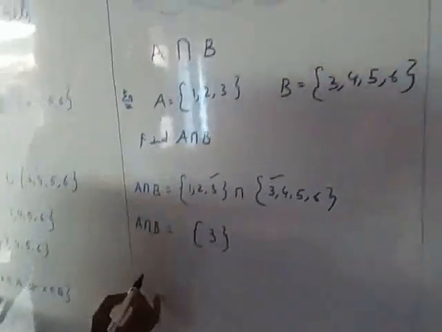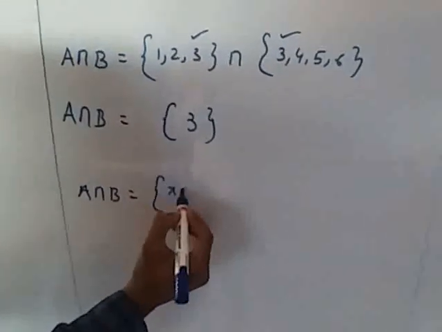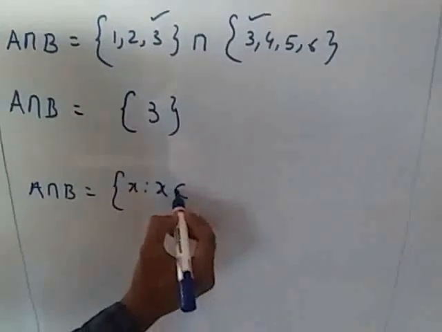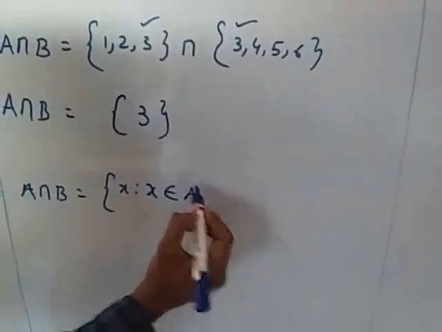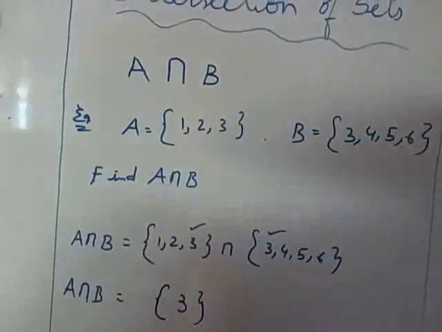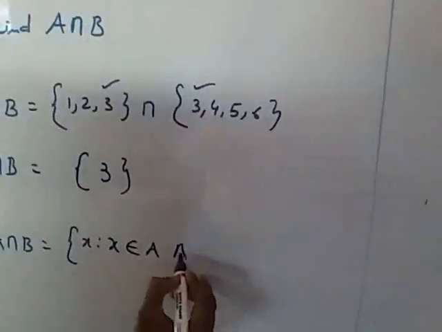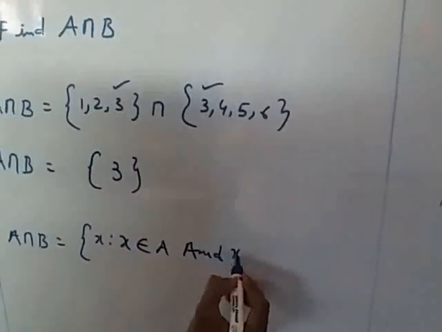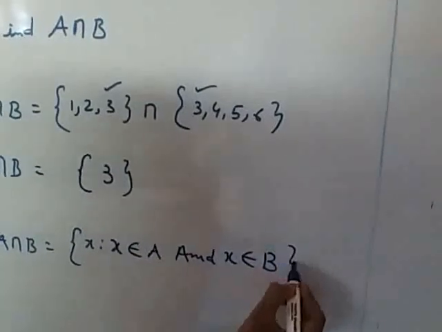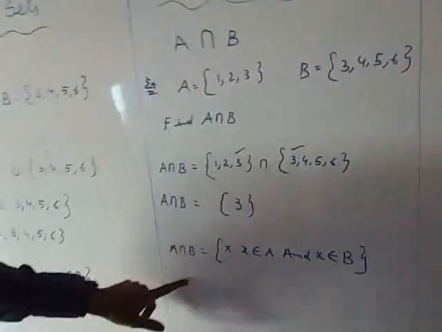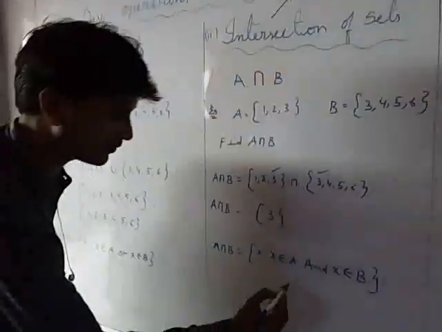What is the set builder form for A intersection B? It is the set of x such that x belongs to A, using that symbol, and x belongs to B. So this is the set builder form.